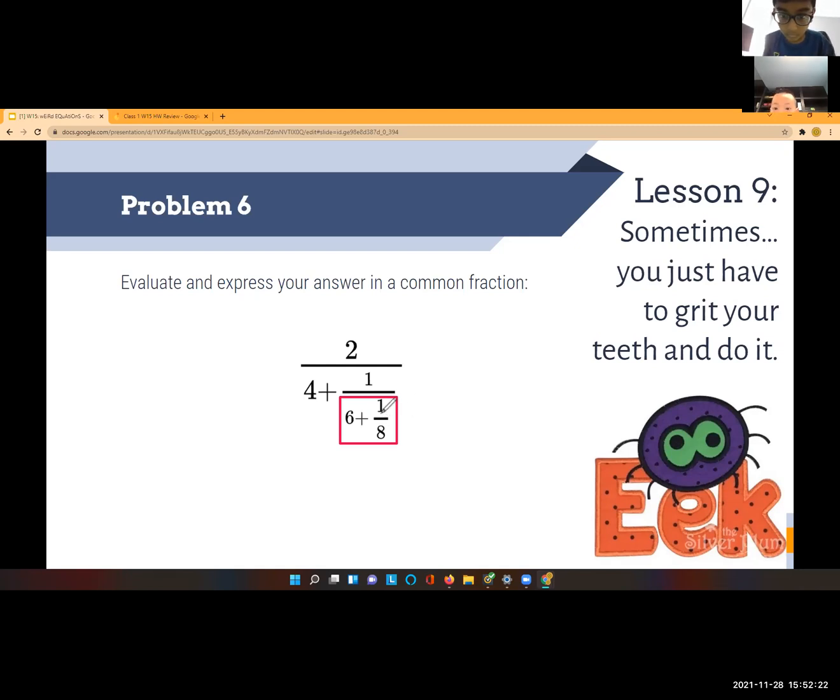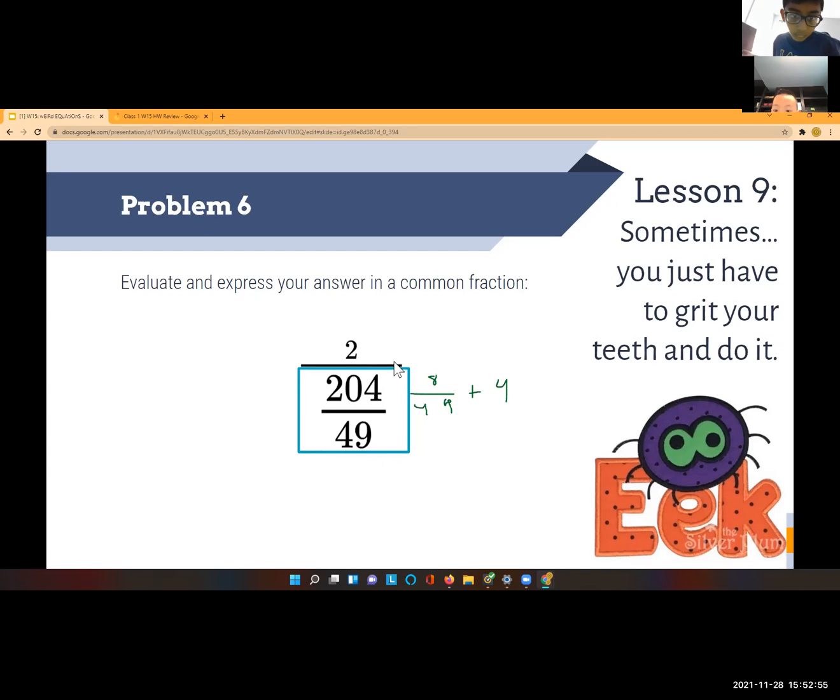So this would be 6 plus 1 over 8, which is 49 over 8, right? And then we're doing 1 over 49 over 8. So we have 8 over 49, right? And then now we're adding 4, right? So 4 multiplied by 49 is equal to 196, right? Yeah, 196. And then you add 8 to that and you get 204 over 49.